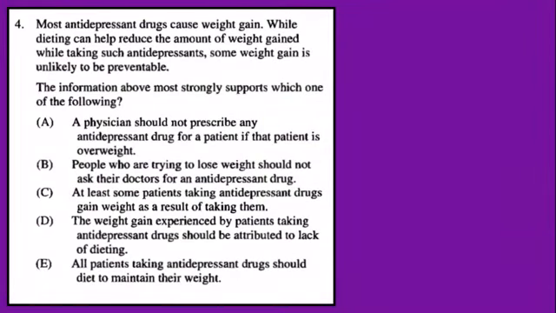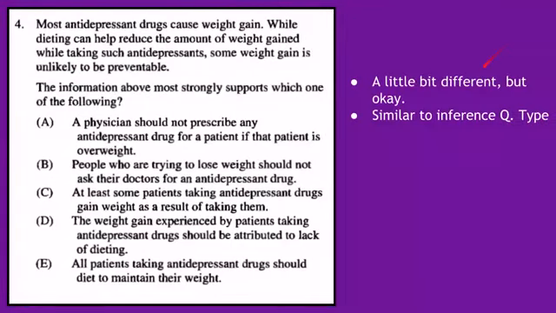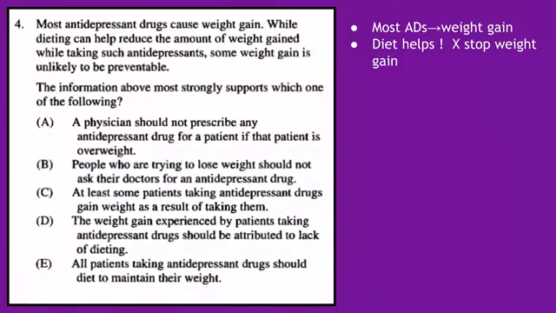Okay, so let's talk through this. First thing that you do, read the stem, the question. So this is a little bit different from maybe exactly what you would see on the GMAT, but that's okay, because this is similar to an inference question type where you have to sort of make a guess based on the argument. All right, so in simple terms, most antidepressants cause weight gain. Diets help, but, this is my symbol for but, does not stop weight gain. So what can we infer from this?